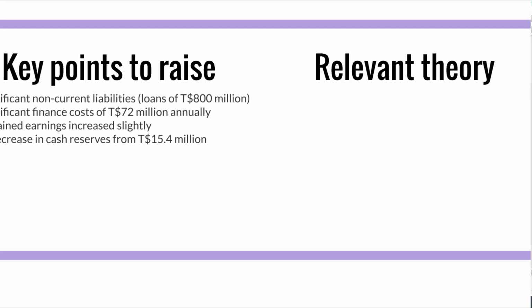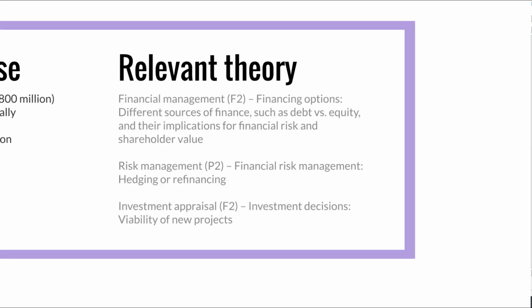Okay, and the final part of our finance is any relevant theory that we can pick up. Well, we got 2 from F2 and 1 from P2, really. And the first is financing options from F2, so evaluating different sources of finance, debt versus equity, and their implications for financial risk and shareholder value. So it's really important to understand the cost of capital and the trade-off between debt and equity, and then the impact on financial ratios such as gearing and return on equity, so that you can make really informed financing decisions.